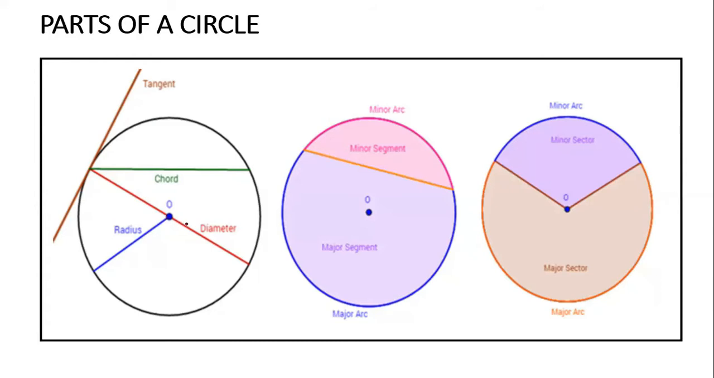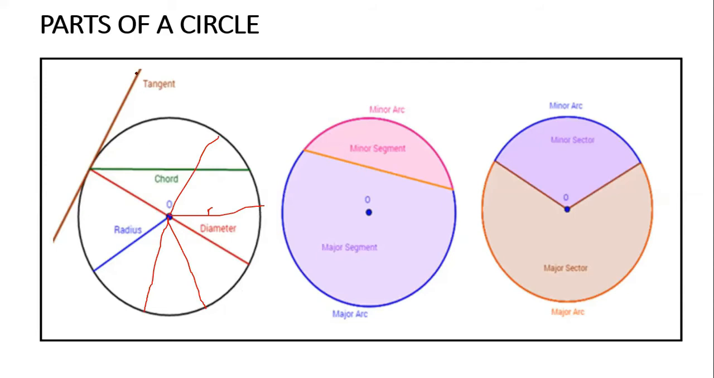Half a diameter is also called a radius. It doesn't matter where it passes, as long as it is from the center and it touches the circumference. It can go that side, or from there going that side. As long as it's from the center to the circumference, it will be called a radius. So that is about the radius.